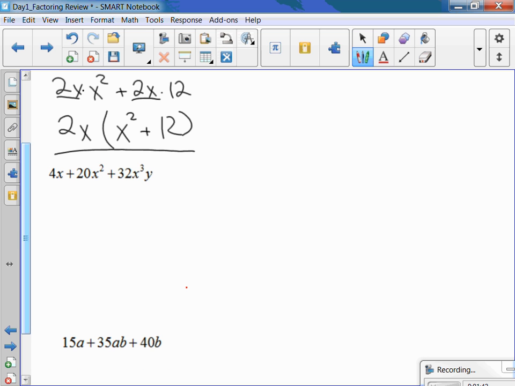What about this one? 4x plus 20x squared plus 32x cubed y. Do I have a GCF here? Austin, only one, folks? Name, please. That's right, 4x. Absolutely. As Esther said, 4x, I have a 4 in common with each one of these, 4, 20, and 32, and they all do have that x.